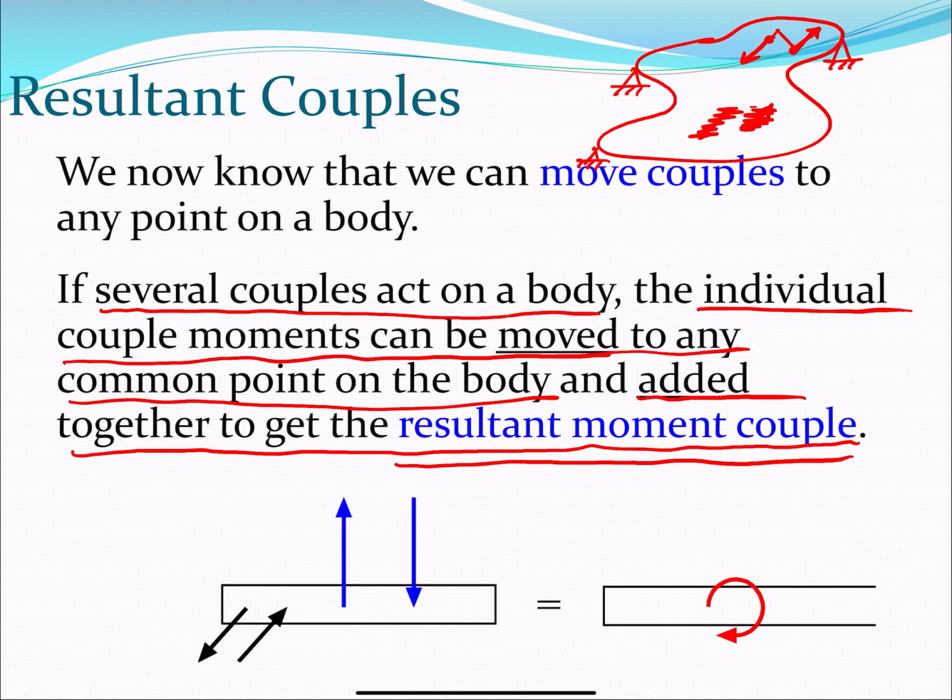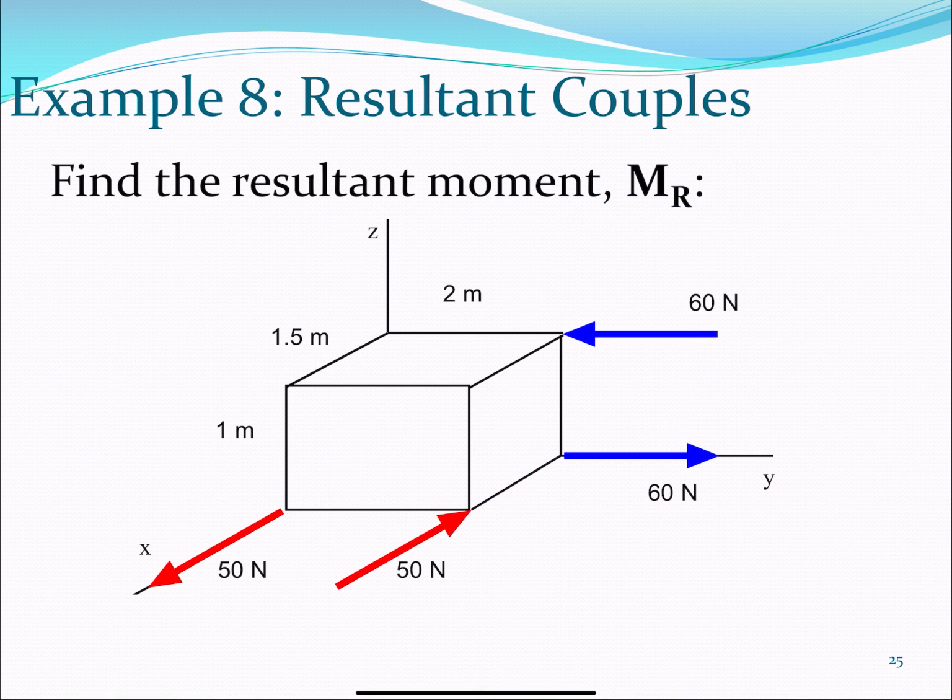So for example, this rigid body has two couples acting on it. We obtain the rotational tendency of each and add them together. Careful with the signs, because they may actually have different rotational tendencies in the opposite sense. We add them together and we represent the total moment in this body with a single moment, which is the resultant moment couple.